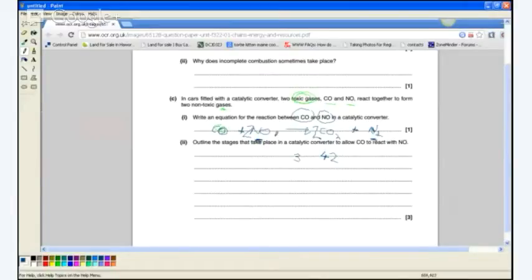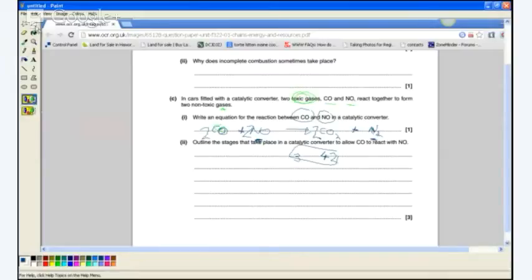I don't know why I got 3. I got 2, 3 there. I've got 4 here. The easiest thing to do will be to put 2 in front of your carbon monoxide. Why I was thinking of multiples there, I don't know. There you go. 2CO plus 2NO goes to 2CO2 plus nitrogen gas.